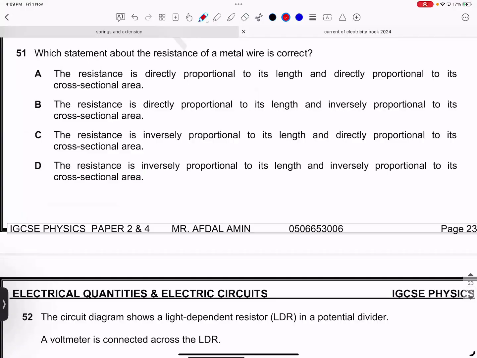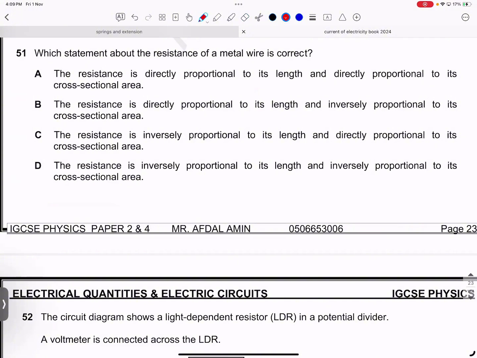Hello. So, dear students, we'll be doing 30 MCQs on electrical quantities, and they are covering each and every concept. So, let's solve them. If there is any question, feel free to ask me.